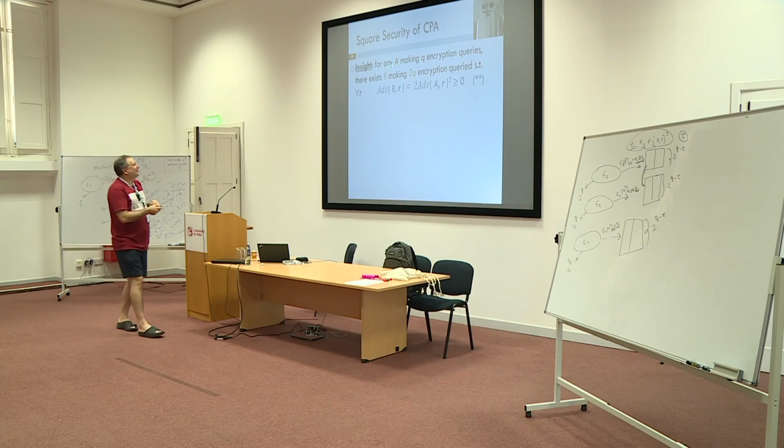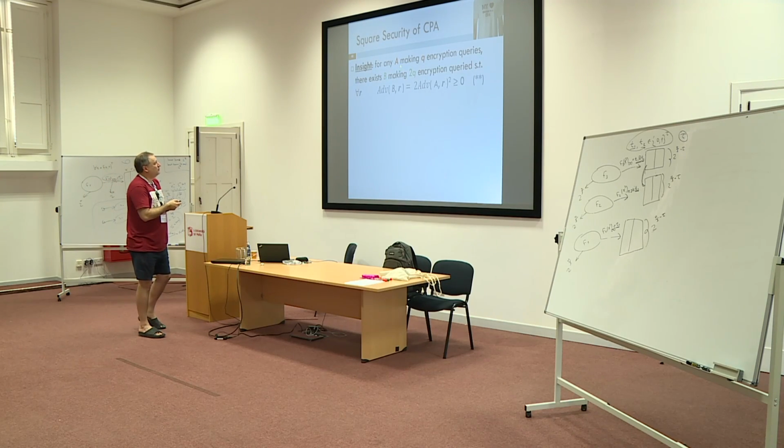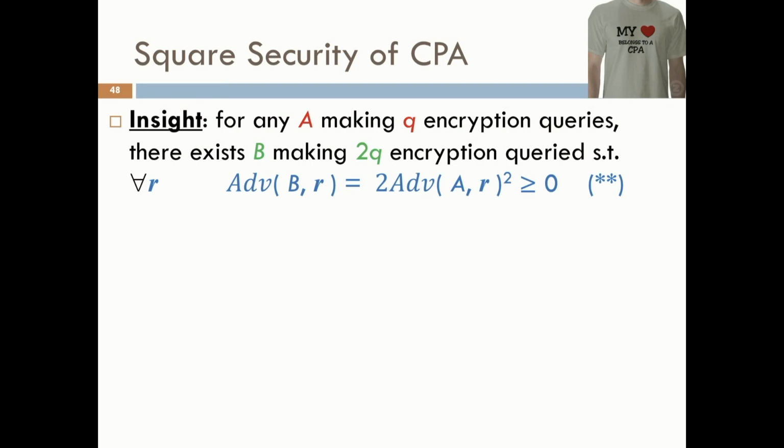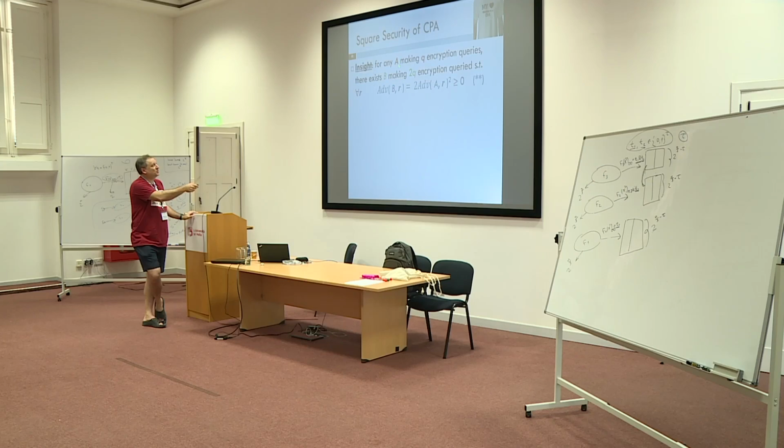Basically, the insight is that for any attacker A making Q encryption queries, there exists an attacker B who is making 2Q encryption queries. That's why for one-time security I would need two-time security, so it doesn't work: one pair is really one, I cannot multiply it by 2. But the regular advantage of this attacker B is effectively the square of the advantage of our original attacker A. So I want to bound the expected value of the advantage of A squared.